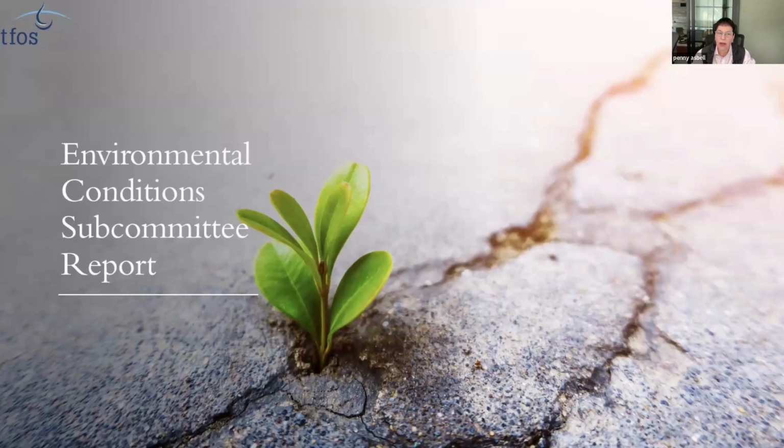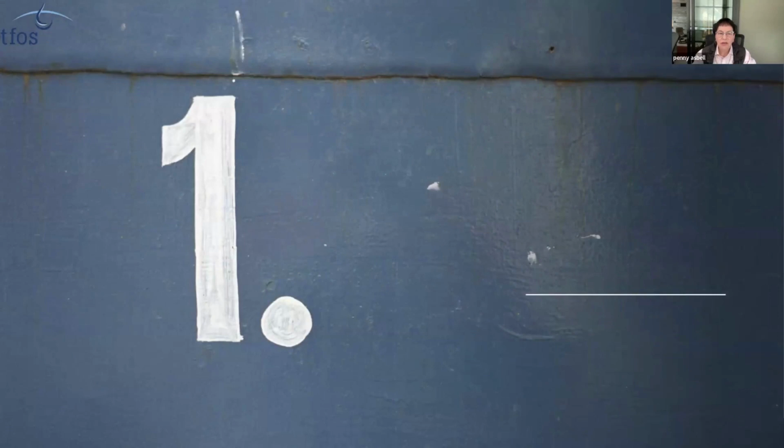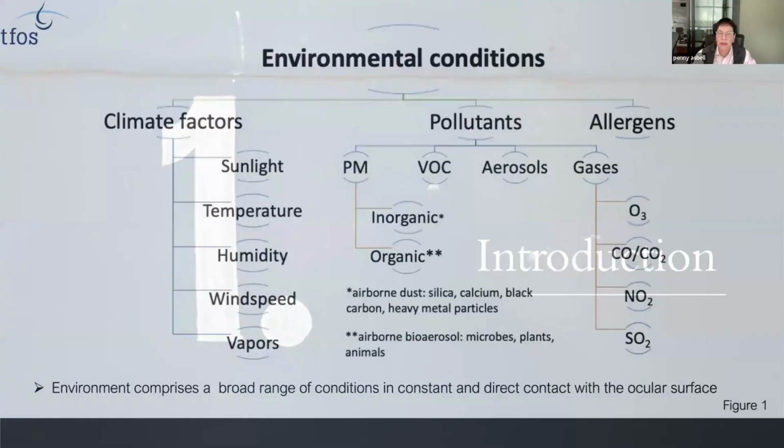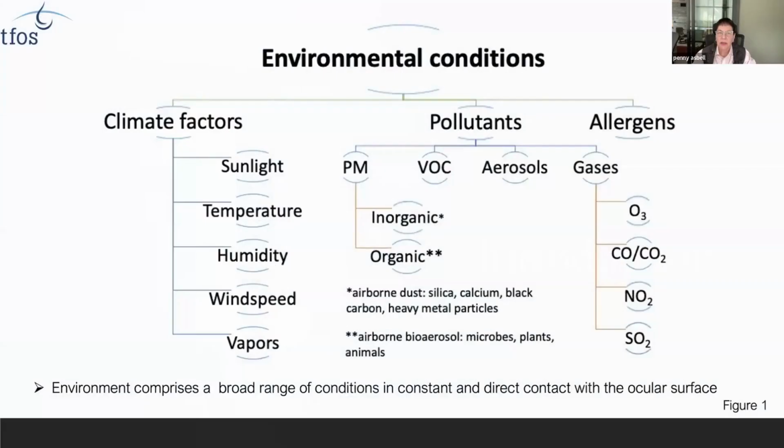So I'm going to talk today about environmental conditions and the subcommittee report and start out with our first part, the introduction. First of all, we looked, when you have big topics like this, environmental conditions, you sort of want to group it. So we grouped it into climate factors, as shown here, and pollutants.